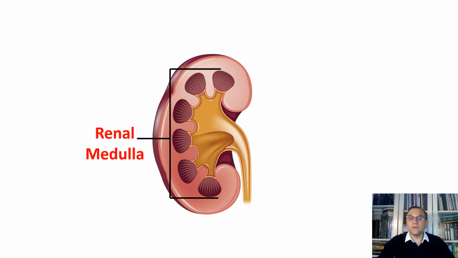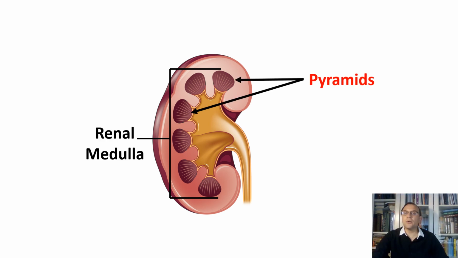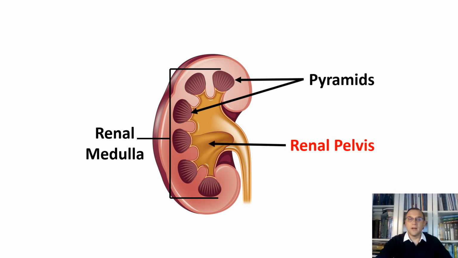The inner region of the kidney is called the renal medulla. It consists of cone-shaped structures called renal pyramids. The pyramids empty into a hollow region known as the renal pelvis. The renal pelvis is a funnel-shaped structure located in the center of the kidney. This is the first place where pools of urine collect. It collects urine from the nephrons and transports it to the ureter, which leads to the bladder.